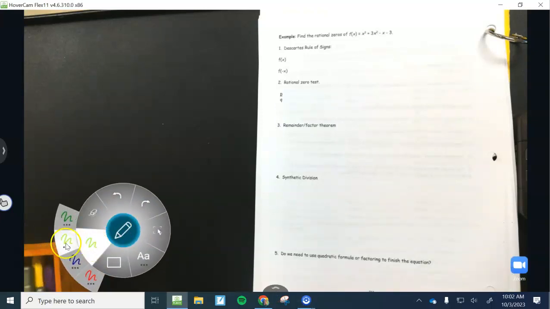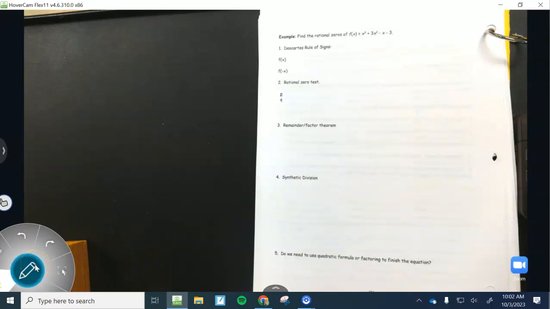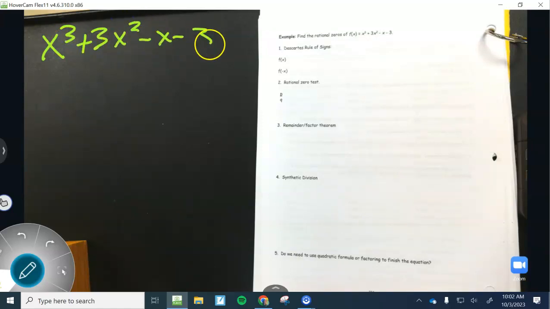Here's where you just get to sit back and watch me. Now remember, it is an even amount of terms. So if it's an even amount of terms, maybe I can factor by grouping. That's where I'm going to try. So it was x to the third plus 3x squared minus x minus 3. Okay.